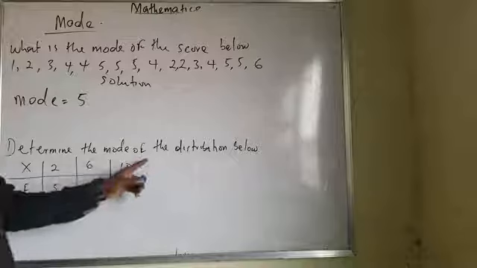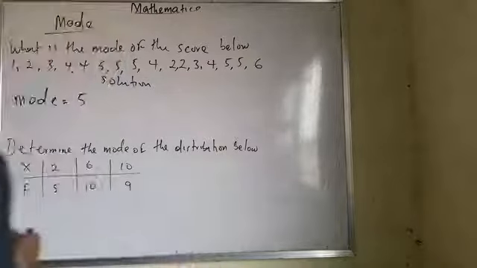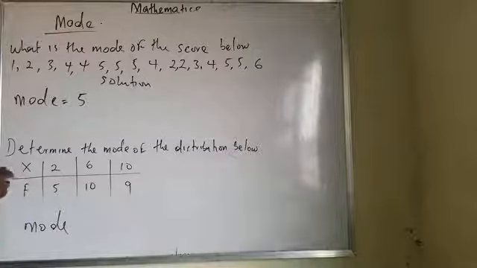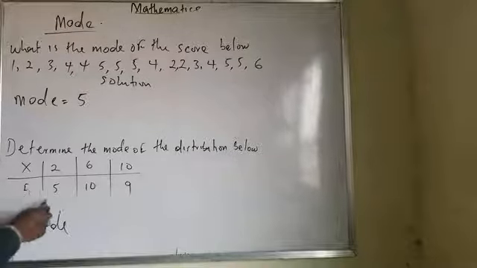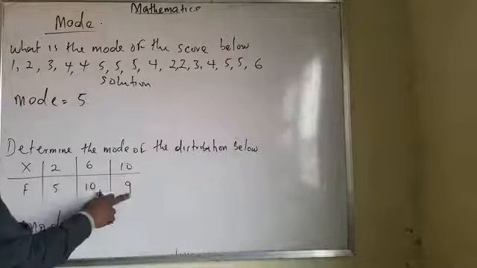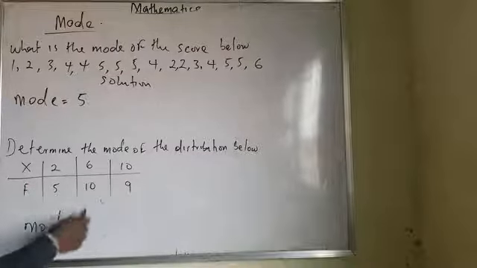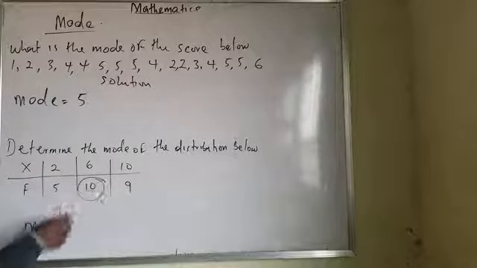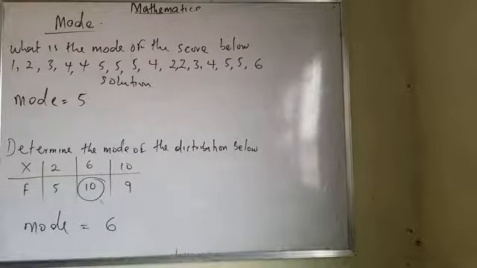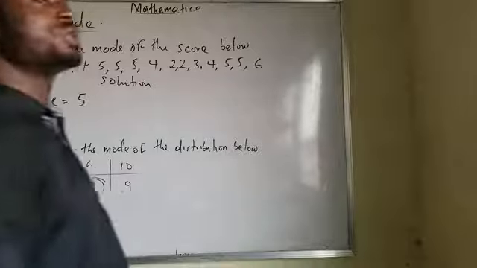Now, look at this one. Determine the mode of the distribution below. Look at this, this is the frequency. 2 has 5, 6 has 10, 10 has 9. Now look at me. The highest occurring is this. It means my mode becomes 6. That's my answer. Can you see? It's very simple to relate with mode.